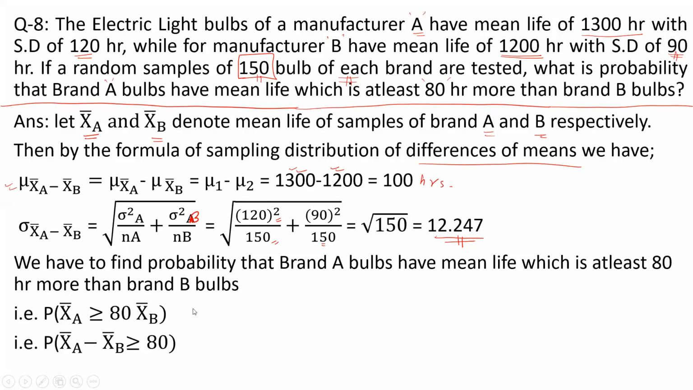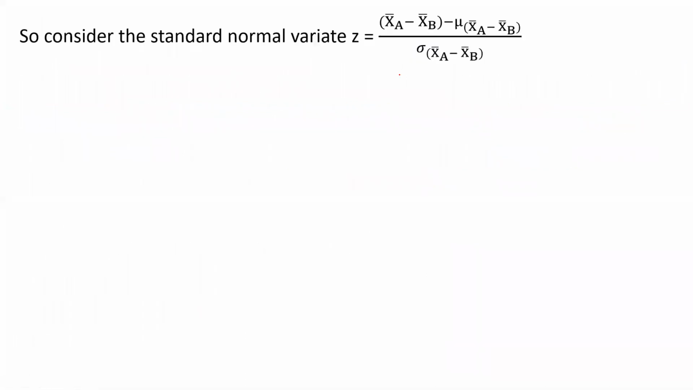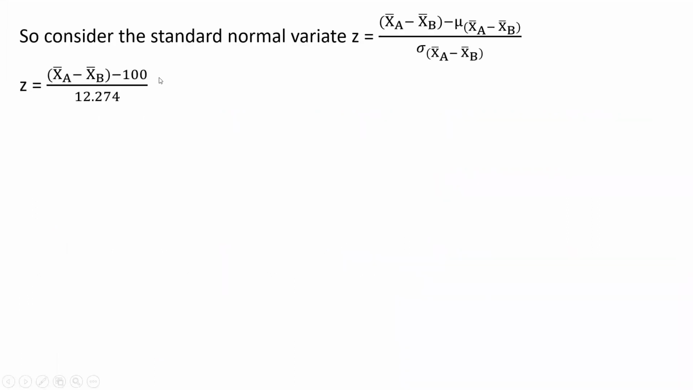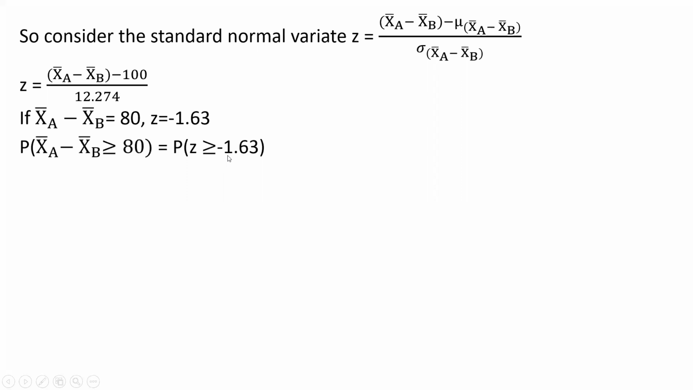So what is the standard normal variate involved for this? This is the standard normal variate I told you at the beginning. So in this case, you have to take X A bar minus X B bar as 80. You already have the mu value as 100. You have standard deviation value as 12.247. Just substitute that here. So this value is 100. This value is 12.247. So if you take X A minus X B equal to 80, you will get Z equal to minus 1.63. So Z greater than minus 1.63 they are asking.